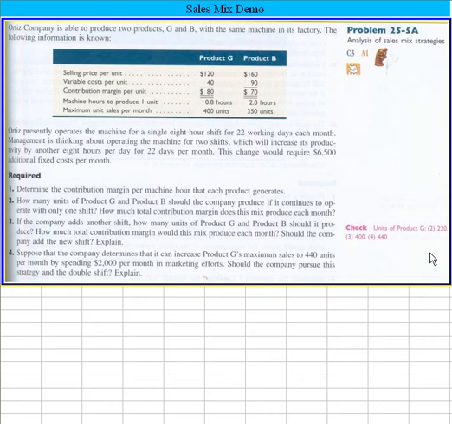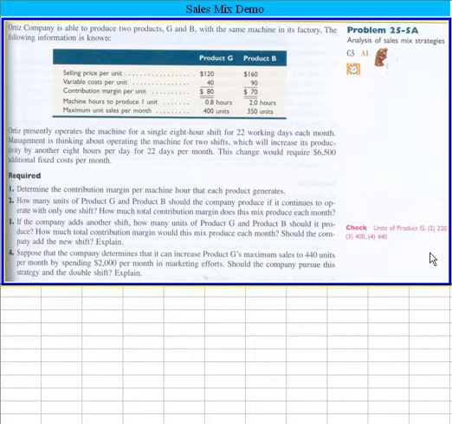Okay, hello everyone. Let's take a look at problem 25-5A, where in this brief demonstration we're going to handle requirements 1 and 2, which is to determine the contribution margin per machine hour for the Ortiz company that sells 2 products.